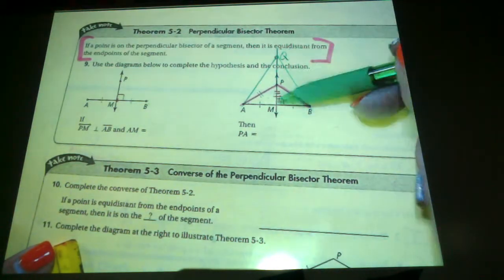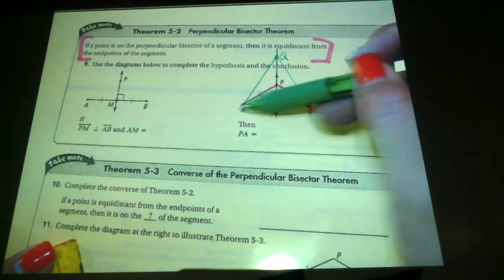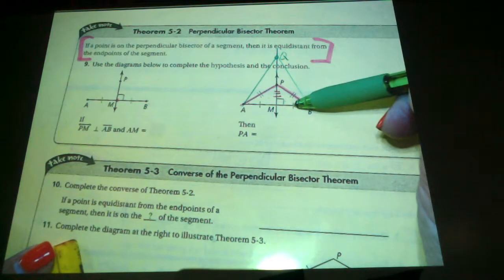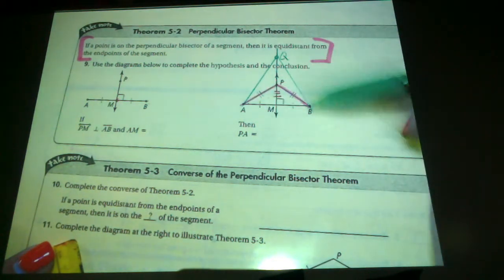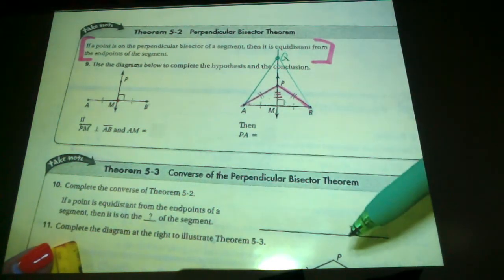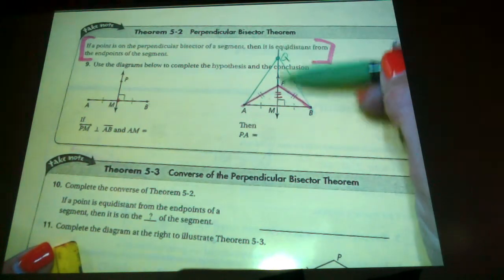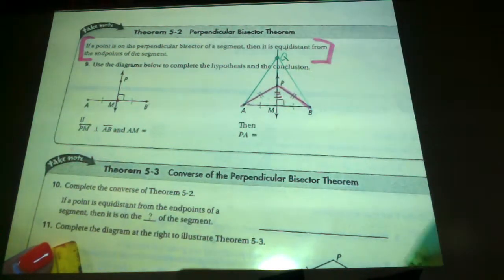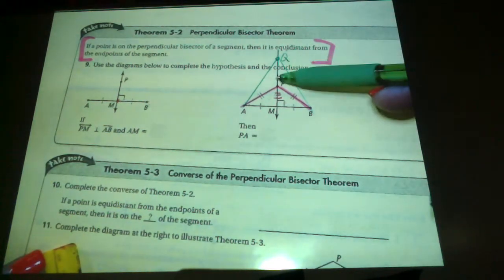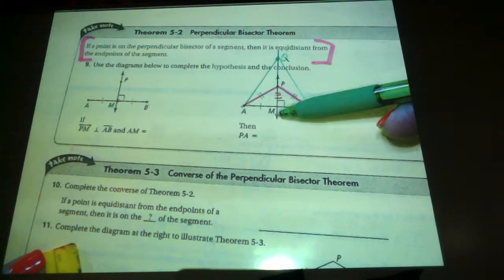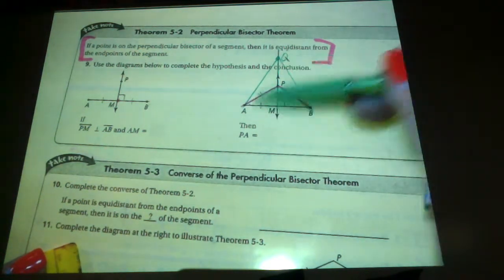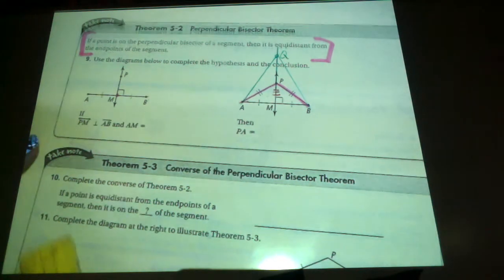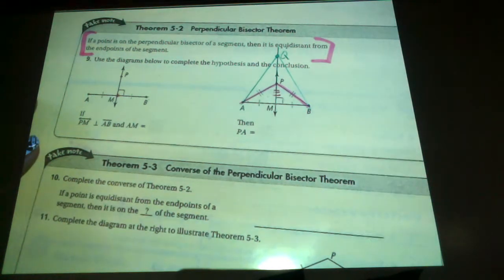Again, QM, they share. This distance from A to M and M to B are equal, and then we still have the right angle. So by SAS, QA and QB are corresponding parts on those triangles. They're congruent. It doesn't matter where I put the point on this perpendicular bisector, these distances are always going to be equal. So the minute you can state that this is a perpendicular bisector, you can immediately state these hypotenuses, still don't like that word, are equal based upon this theorem.